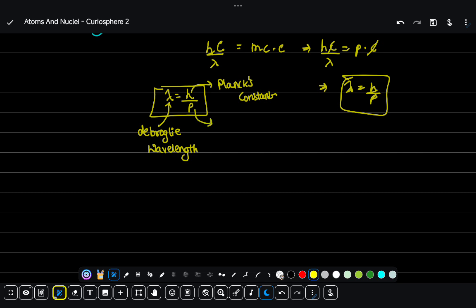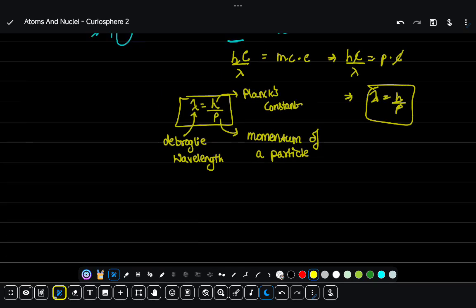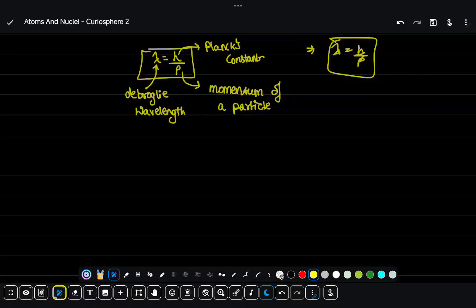See, this lambda is the attribute of a wave. This p is nothing but the momentum of a particle. Right? So what is the meaning of this thing? You have to see the importance and the relevance of this formula. It is very, very interesting.